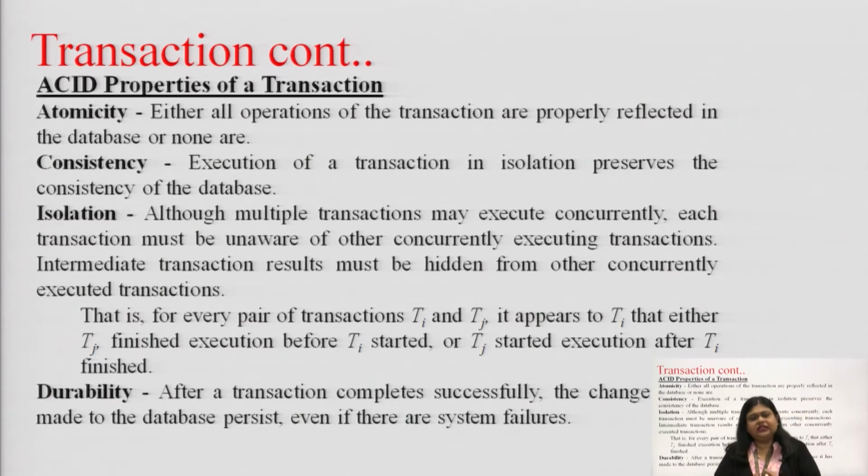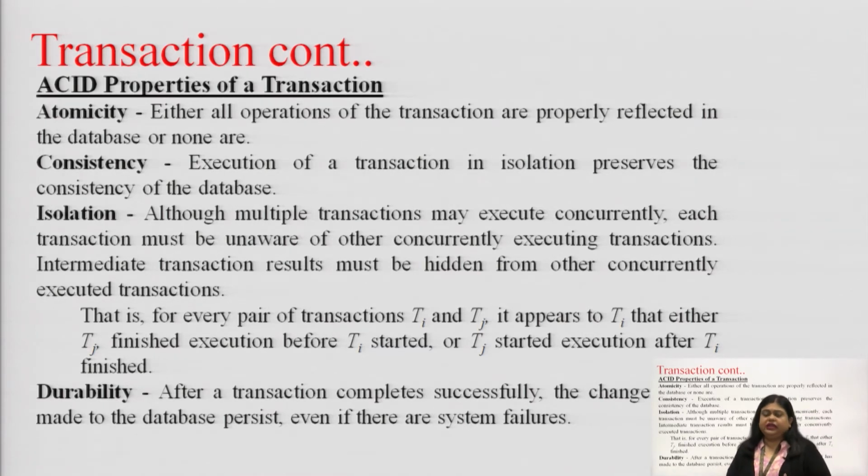So, atomicity is either everything or nothing at all, right. The first property is atomicity, which says that either the transaction should be complete or it should not affect the database at all. Second is consistency. That means, when a transaction is executing itself, it should not disturb the consistency of the database.